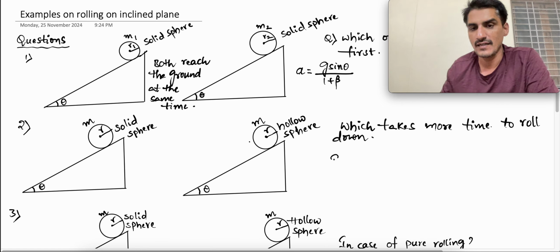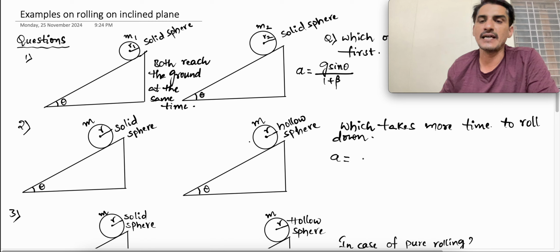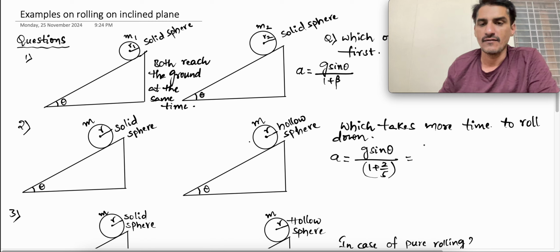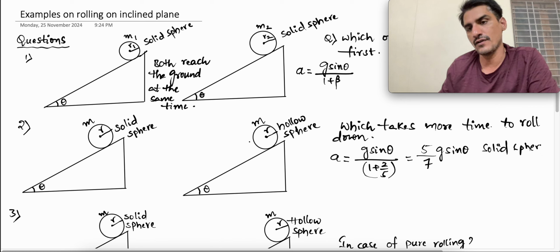How can you say that? a is equal to g sin theta by 1 plus beta. What is 1 plus beta? g sin theta by 1 plus 2 by 5 means 5 by 7 into g sin theta for the solid sphere. And for the hollow sphere, 1 plus 2 by 3 means 3 by 5 g sin theta.